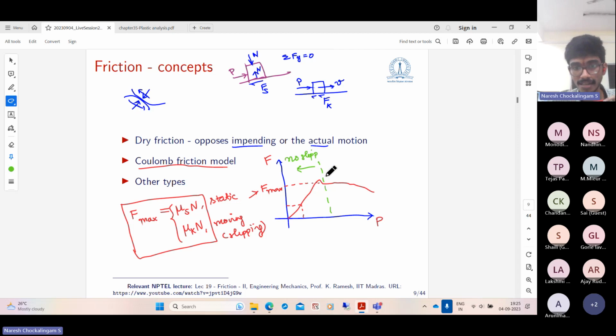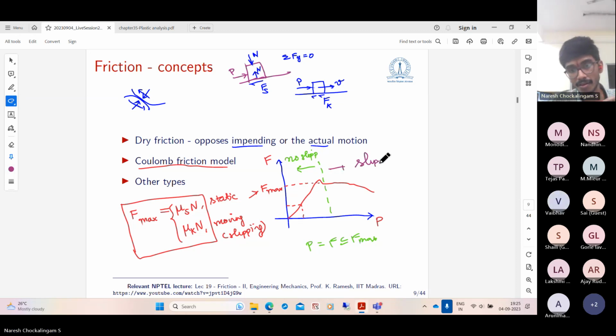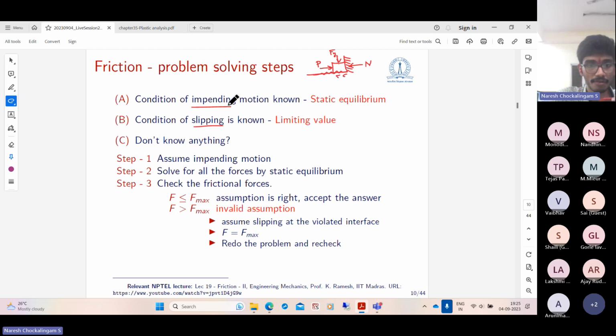So in this diagram, this region is no slip. When the force is less than a certain value, there is no slipping. When P equal to F is less than or equal to F max, there is no slipping. And on the right hand side of this point, you have slipping. This is usually falling, but in the Coulomb friction model, this is assumed to be constant. So if it is slipping, then the friction is capped at the limiting value, which is mu times the normal force.